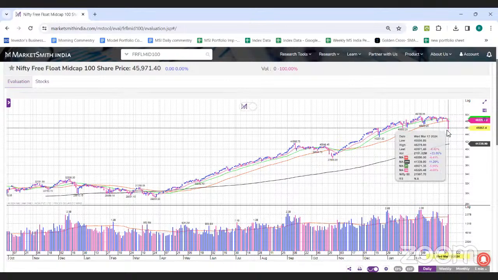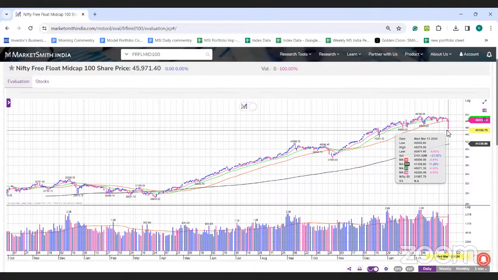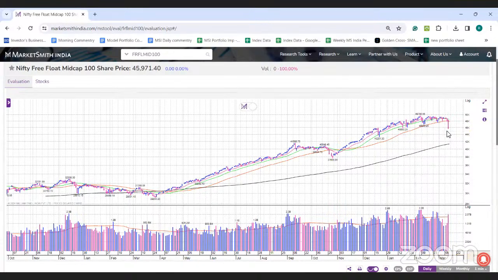And now I think yesterday's low and today's low, both around 45,600, become very important. So broadly, in the mid cap 100 index, that 45,500 to 600 zone becomes crucial to hold on a closing basis for the mid cap index. There was some good consolidation but it failed.